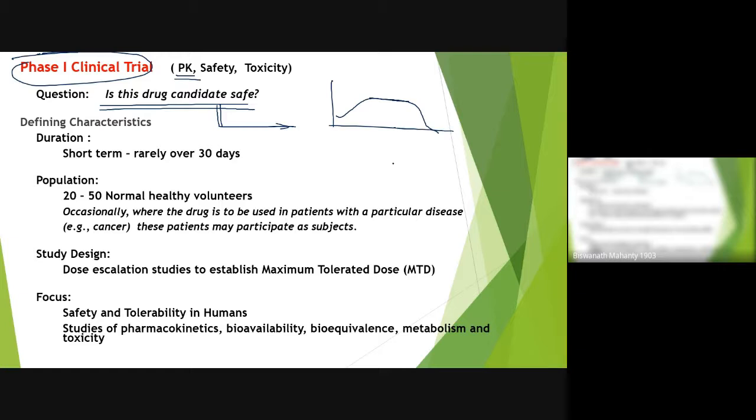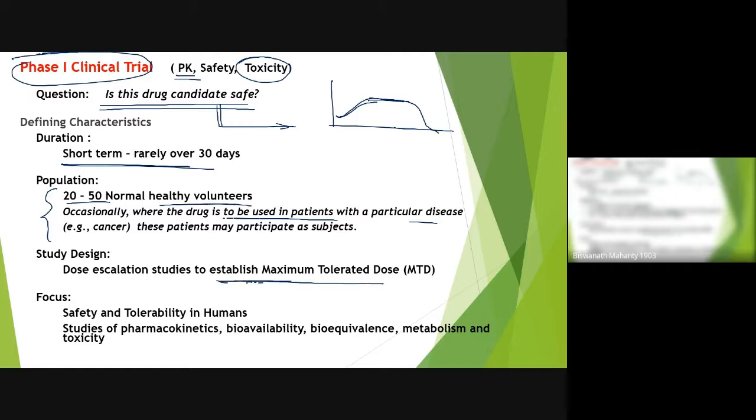These informations need to be addressed, and we need to see whether there is any safety or toxicity event happening or not. This study is mostly conducted in a short term period. The population is a moderate number, 20 to 50 normal healthy individuals, volunteers. Occasionally, where the drug is to be used for patients with a particular disease, we can also include those subjects. If you know this drug is intended for a certain disease, you can take them. Study design is escalation of the doses to establish the maximum tolerable dose.